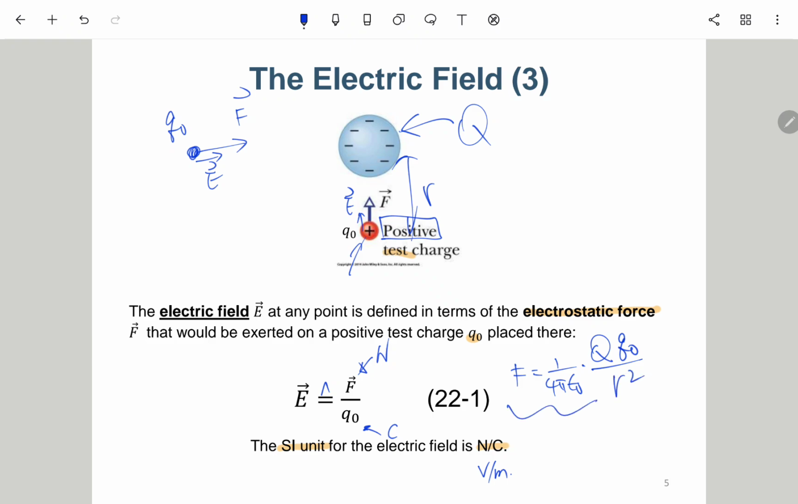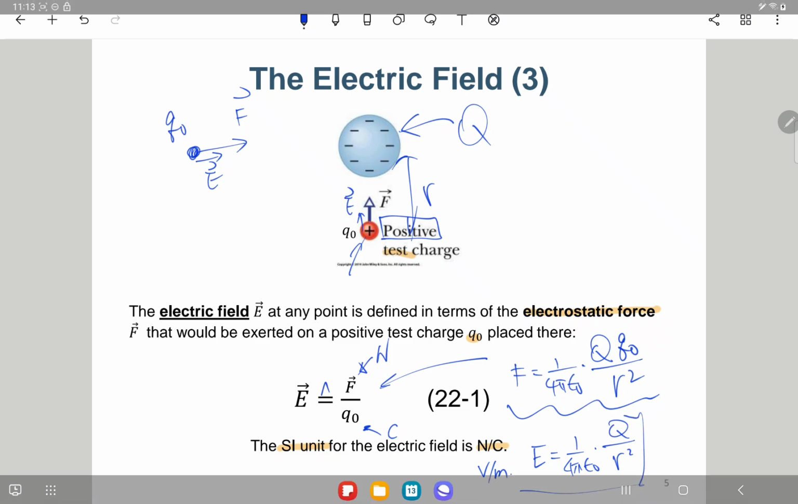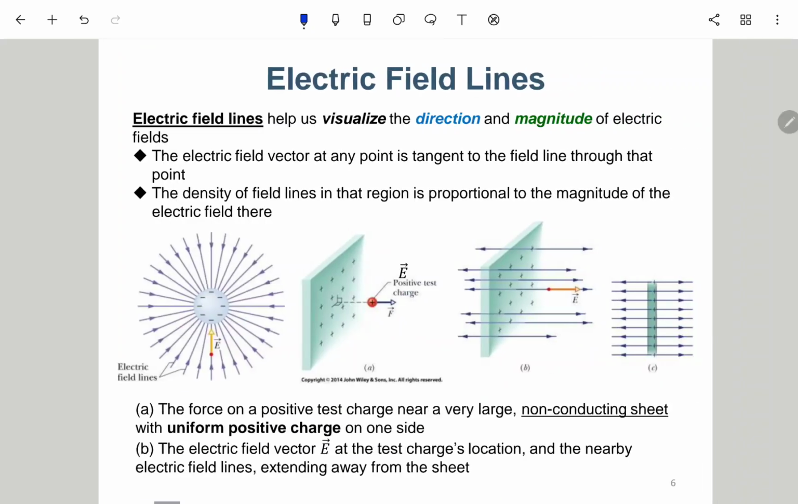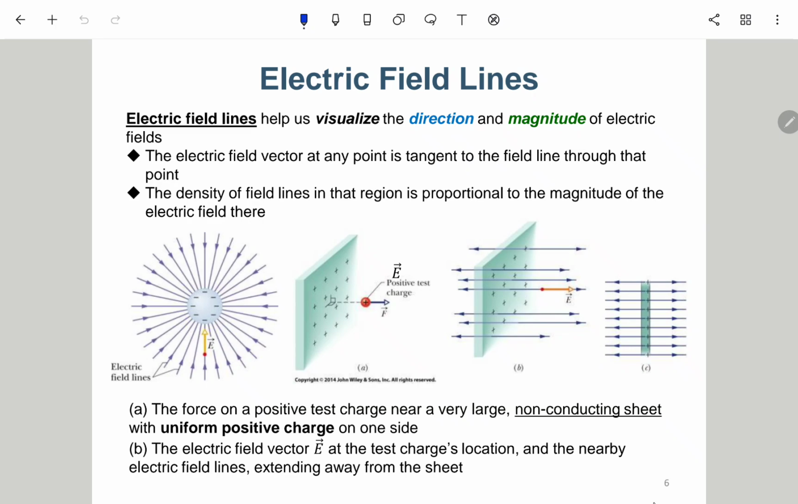So if we put this Coulomb force into here, we will see that E will be 1 over 4 pi epsilon naught, times Q, times Q0, and this Q0 cancels out, so it remains capital Q over R squared, times 1 over 4 pi epsilon naught. Okay, so this will be another important equation you use later on. So far it is still very simple. You should have learned it in high school physics.